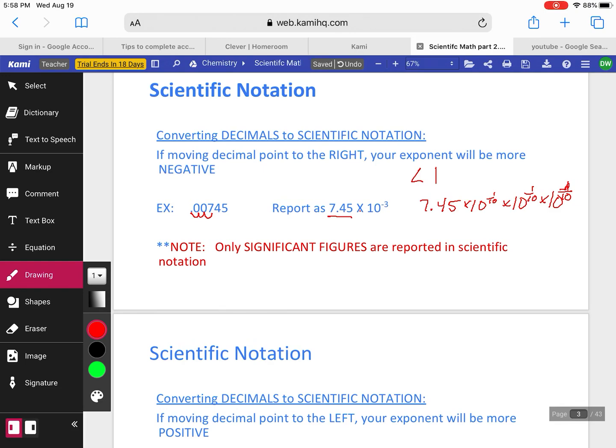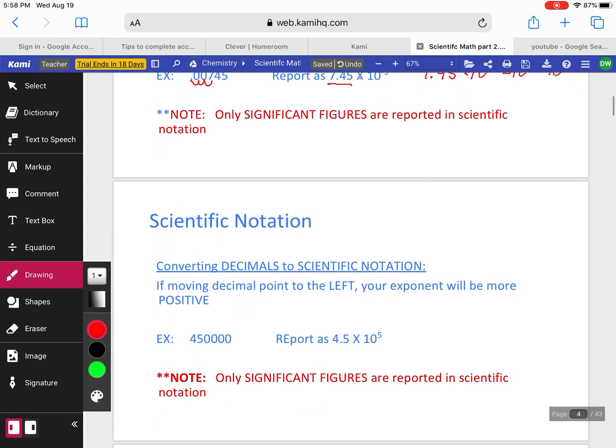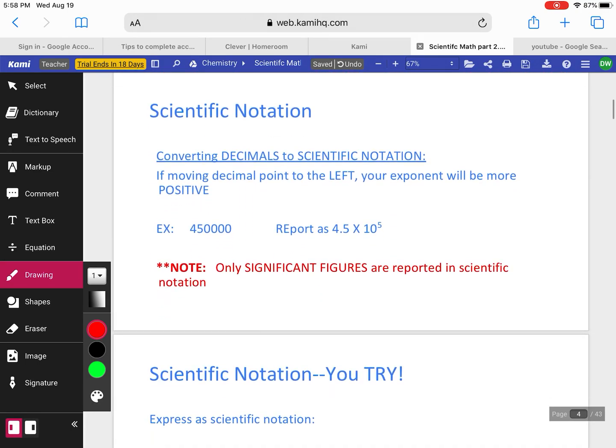So it's going to give you 0.00745. Notice that you only record significant figures, so those zeros that are in front of the number just fall away because they're placeholders, and that's what we learned in the assignment last class. On the next one, you've got a large number.